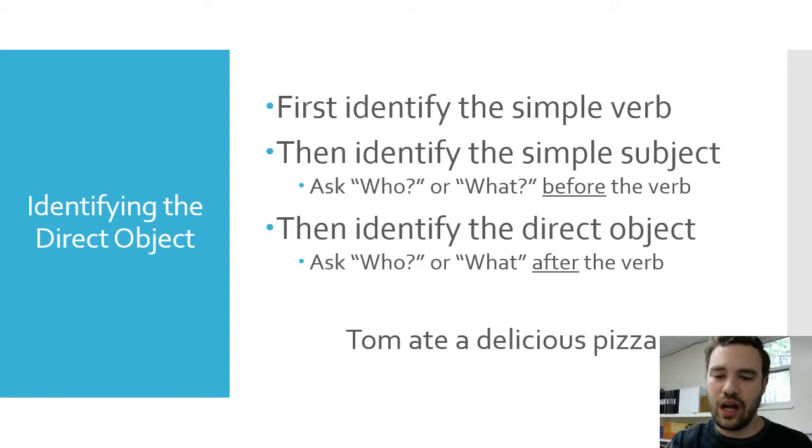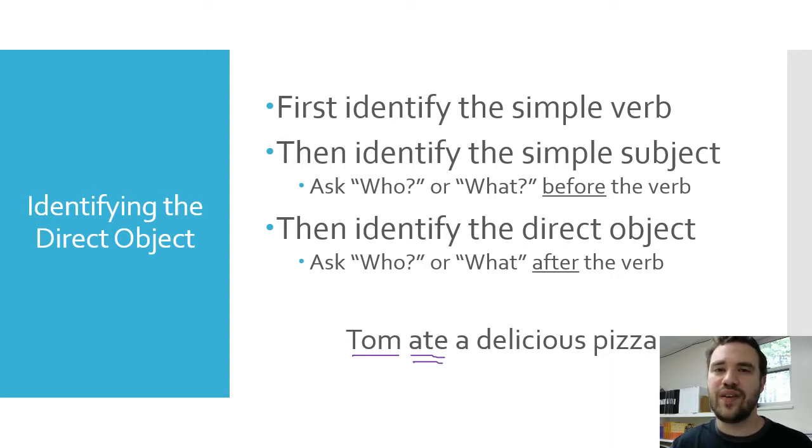So in the sentence below, we have "Tom ate a delicious pizza," and the simple verb is going to be the action word, which is "ate." So that's the action we've got in this sentence, ate. Then to identify the simple subject, we're going to ask who or what before the verb. So who or what ate? Well, we've got an answer to the question who. Tom ate. So that's our subject. And we're looking at the simple subject, the one-word subject, unless it's a proper noun that has two words that are a part of one name, right? So we've got our subject and our verb, Tom ate.